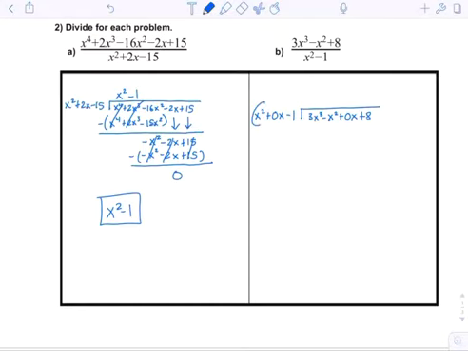So what times x squared will give us 3x to the third? Well, 3x times x squared will give us 3x to the third. So 3x. Now remember, we gotta distribute this now to each one of these terms. 3x times x squared is 3x to the third. 3x times 0x is 0x squared, and 3x times negative 1 is negative 3x.